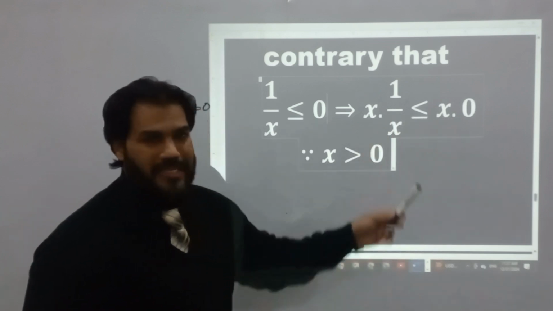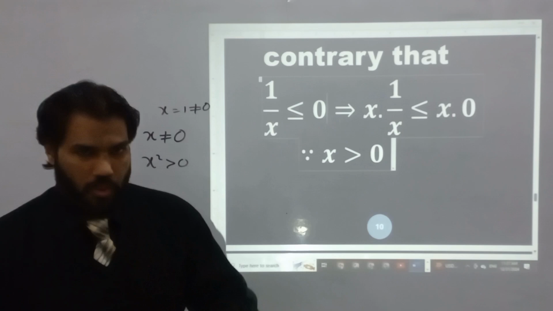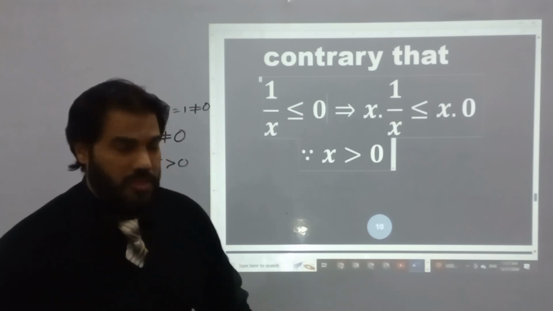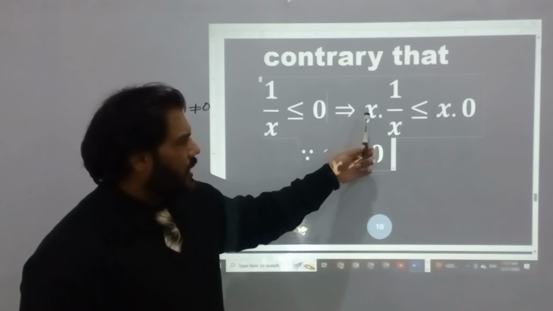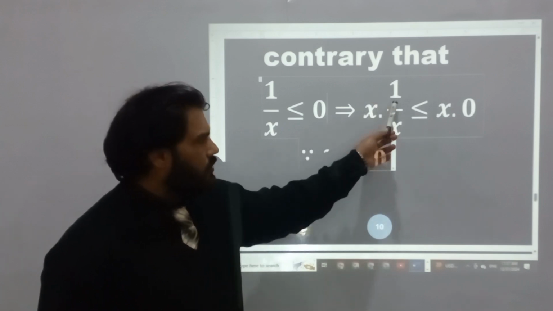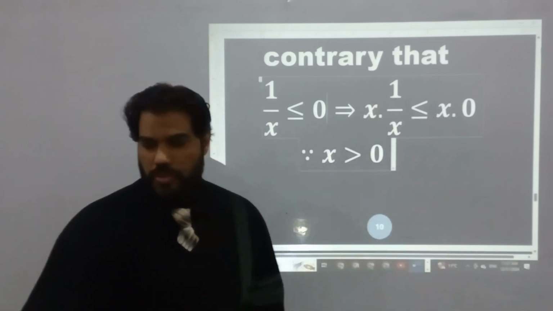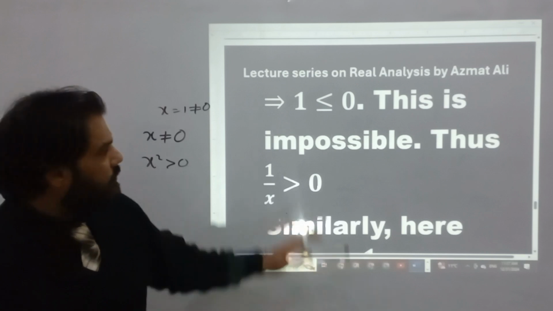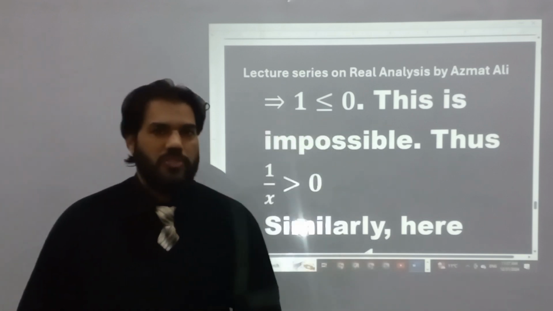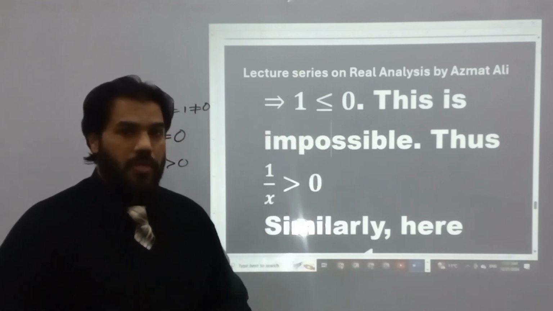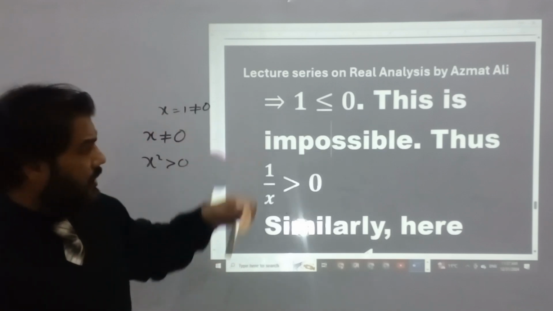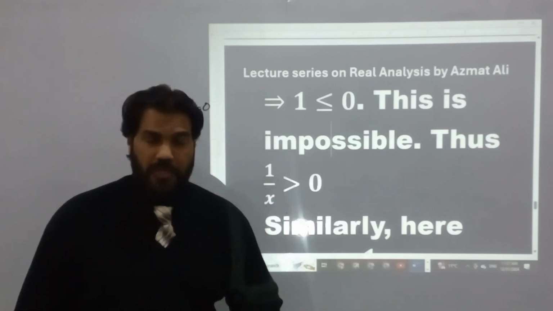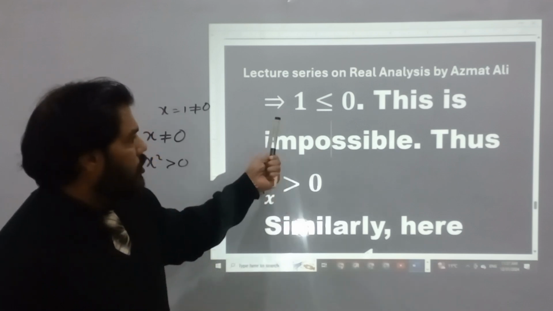Because x and 1 over x are the reciprocal of each other, multiplicative inverses, this side will become equal to 1, and x into 0 is equal to 0. So we have 1 less than or equal to 0. This is not possible. We have proved in the above property that 1 is greater than 0.